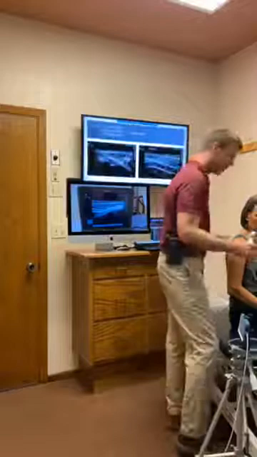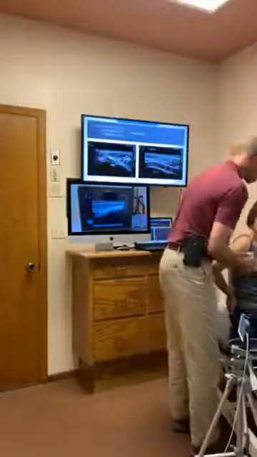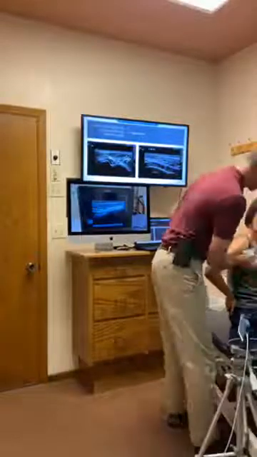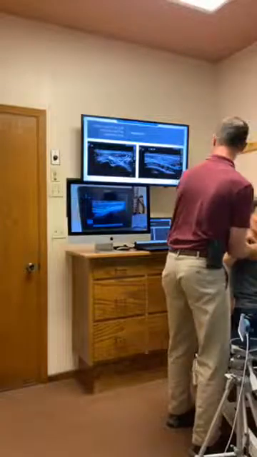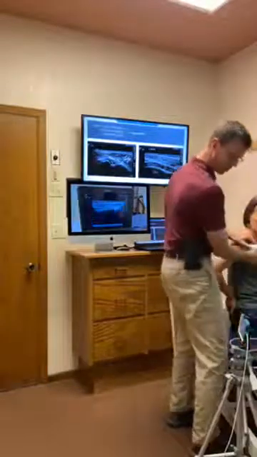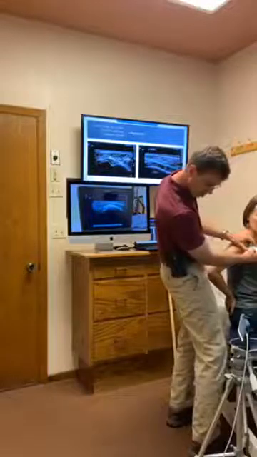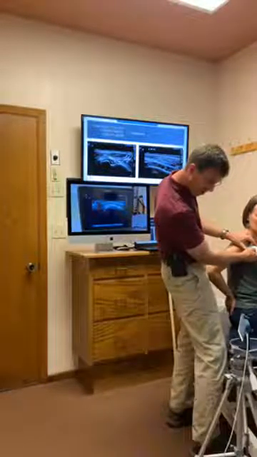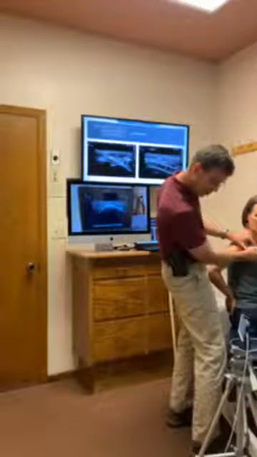All right, so now we're going to go and look at another structure. This is called the supraspinatus tendon. This is one of the most frequently injured structures in the shoulder. And we're going to start in the long axis view.